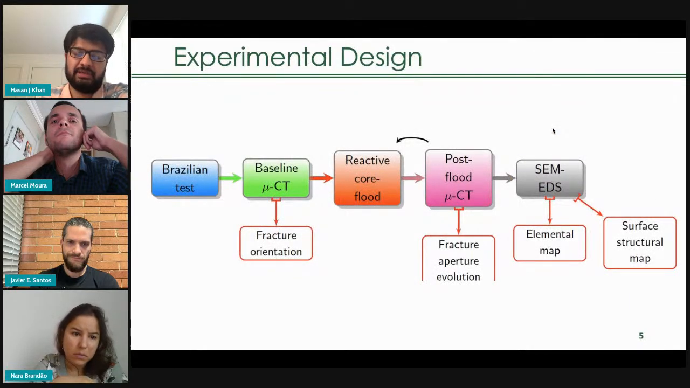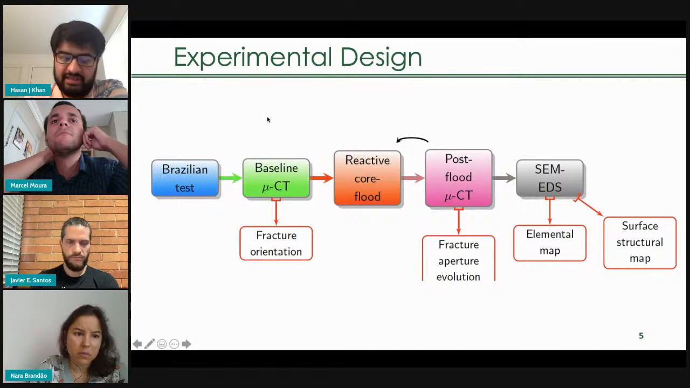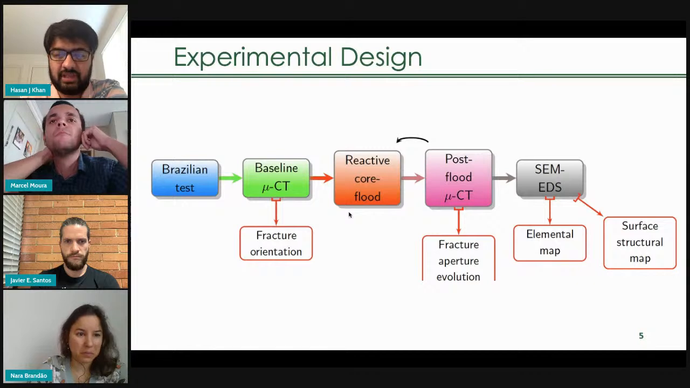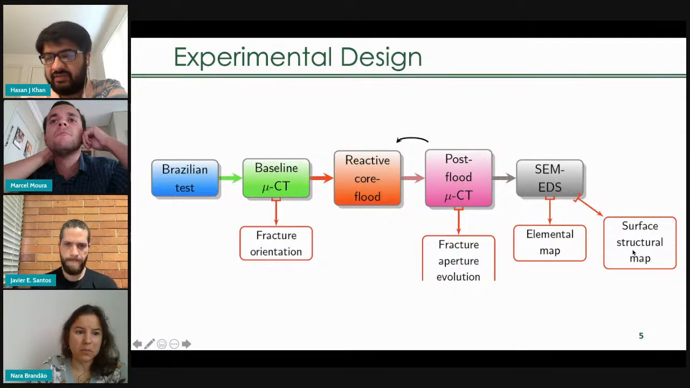So the general outline of the experiment is below. Initially, we have a shale sample that we fracture with a Brazilian test. Then we conduct a baseline CT scan, which would give us the fracture network and the fracture orientation. Then we expose the rock to the reactive fluid, after which we conduct a post-flood micro CT scan. The difference between these 2 CT scans would give us the change in the fracture aperture, like how the fracture aperture evolves due to the acid injection. We reiterate this process until we have the desired amount of fluid pumped through. Finally, we conduct SEM and EDS on the fracture surface, and from that, we are able to generate the elemental map as well as the surface structural map.